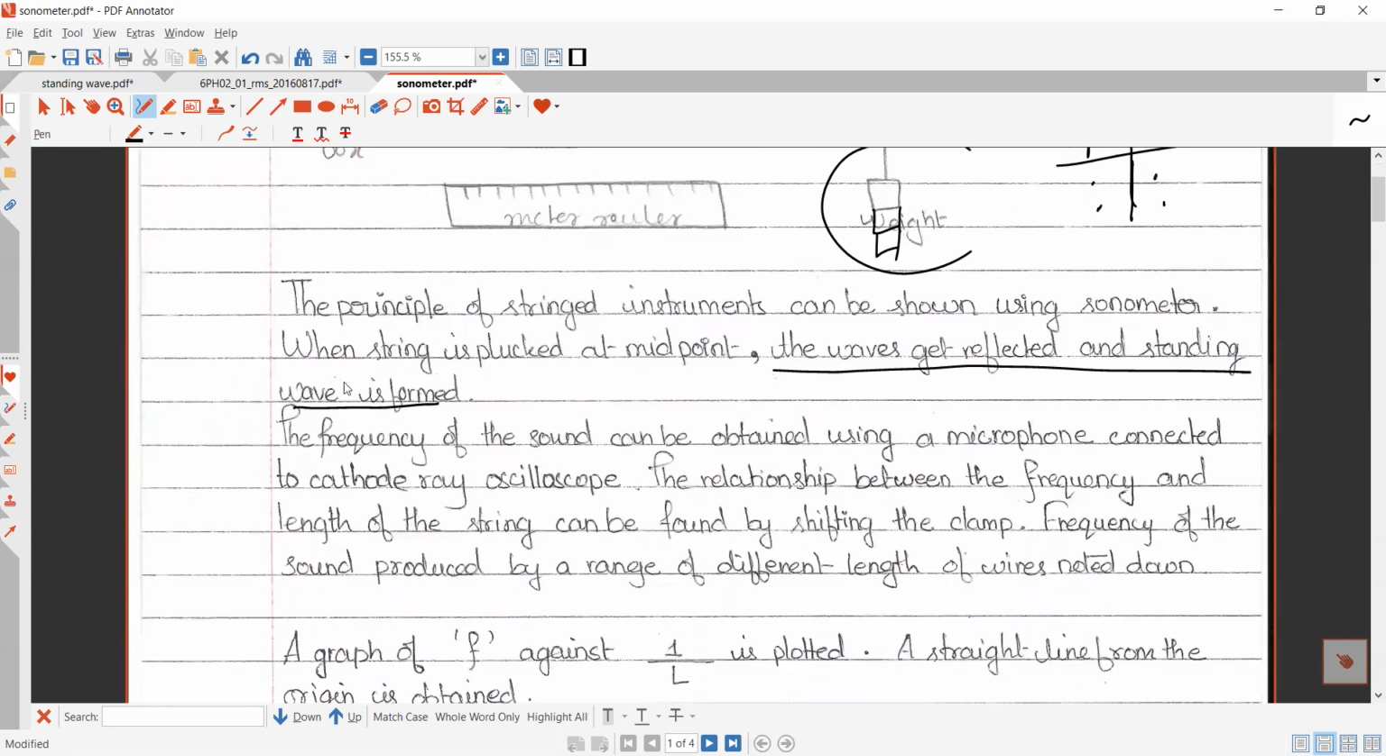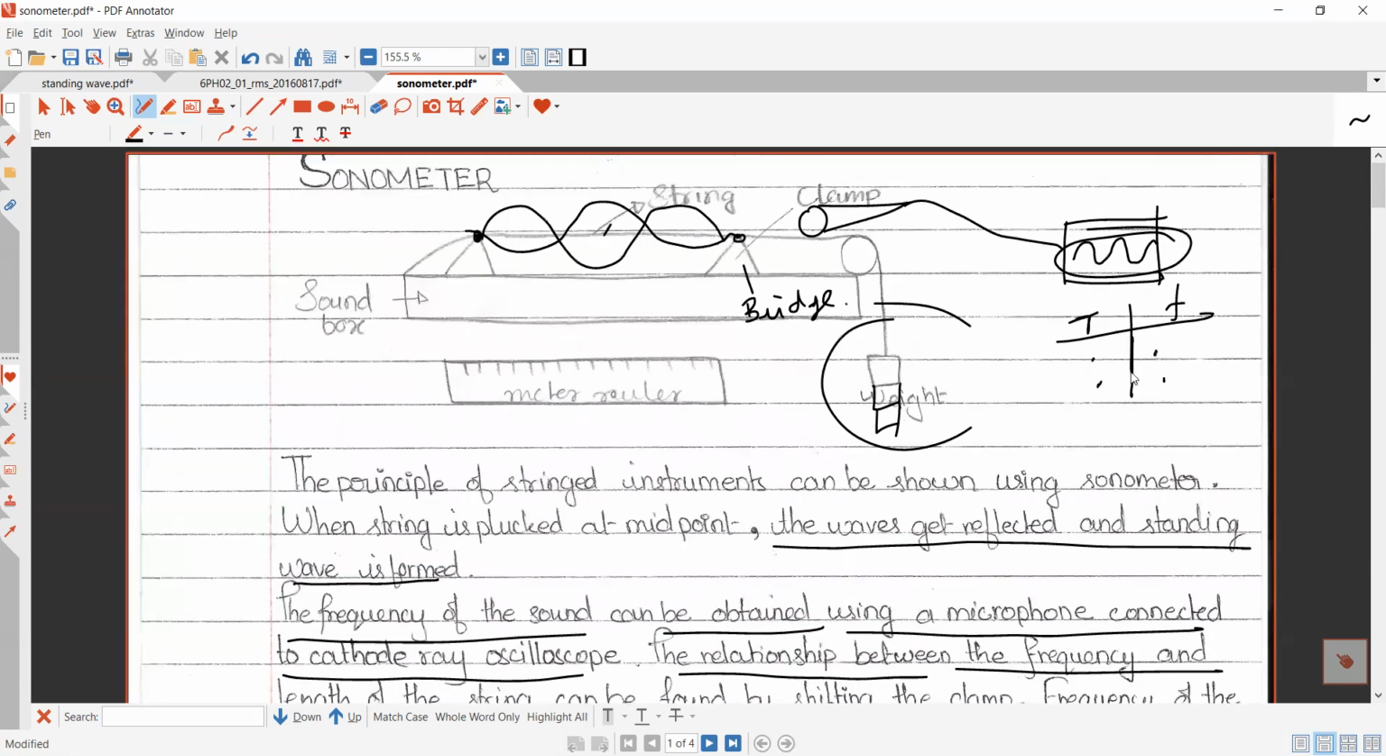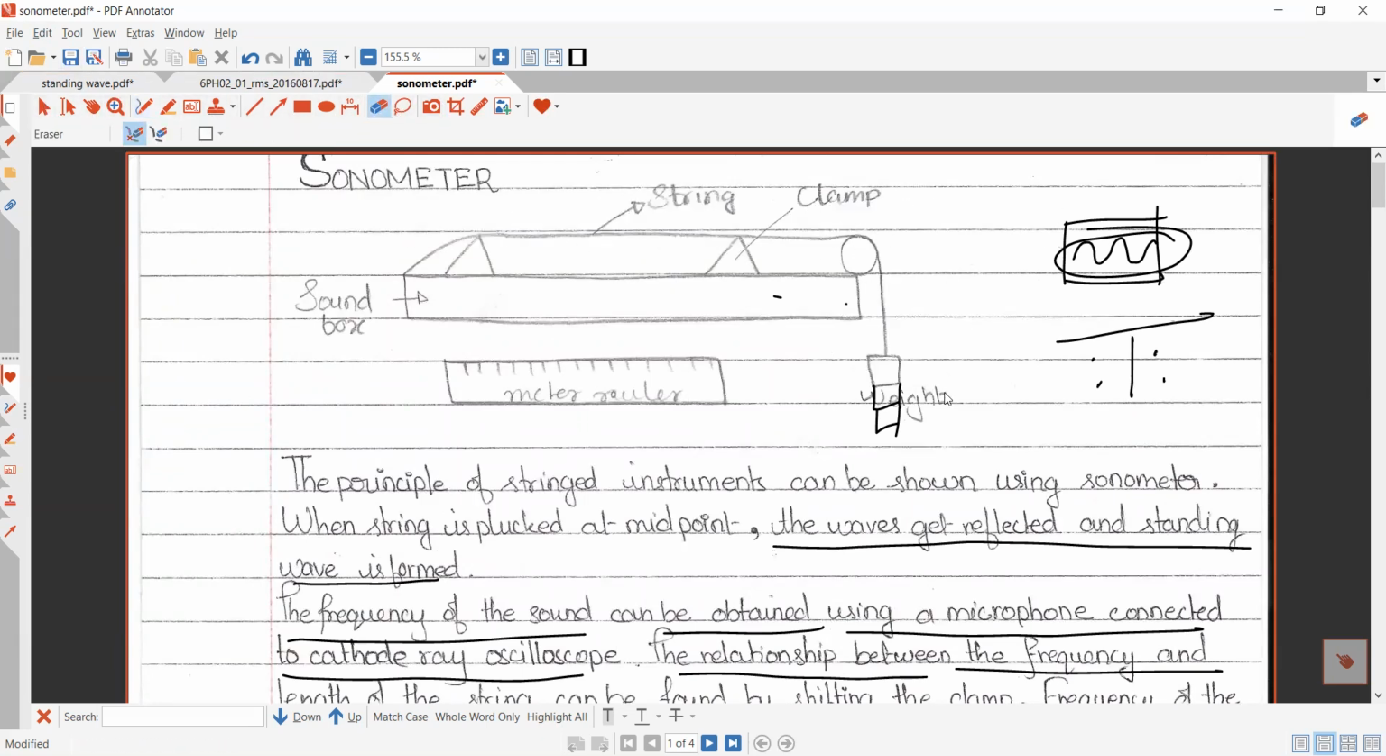They're saying that the frequency of the sound can be obtained by using a microphone connected to a cathode ray oscilloscope, or CRO. The relationship between frequency and the length of the string can be found by shifting the clamp. Here I say tension and frequency. Let's first learn frequency and length of the string.